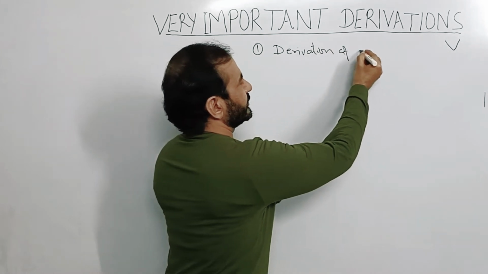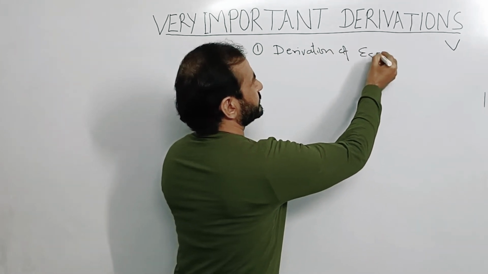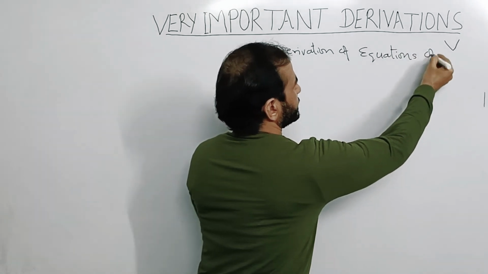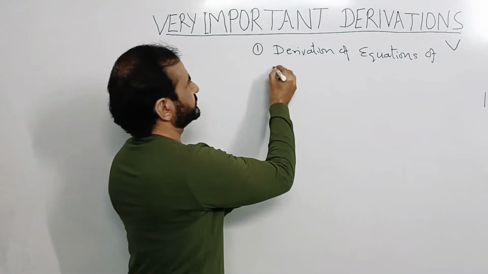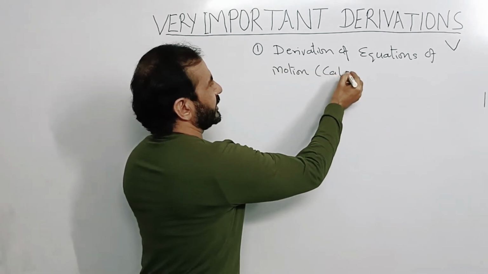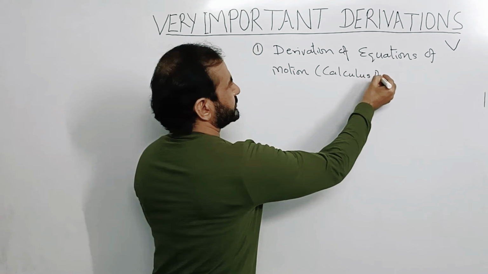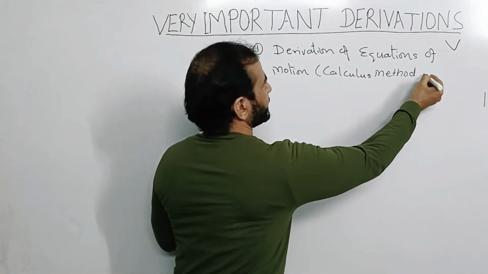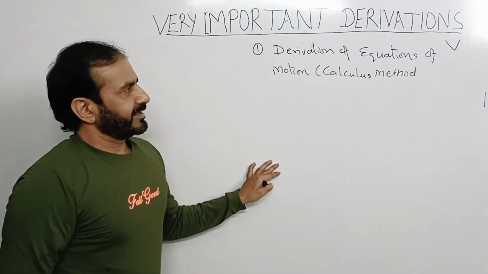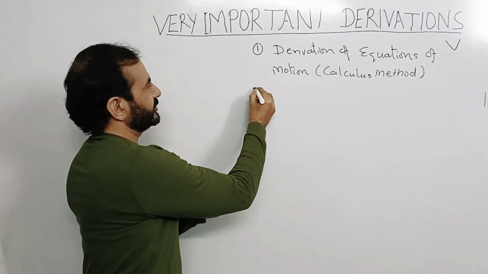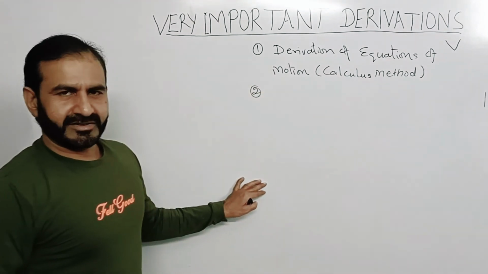Derivation of equations of motion, calculus method. Okay, by calculus method you should prepare it. Number 2, vectors.